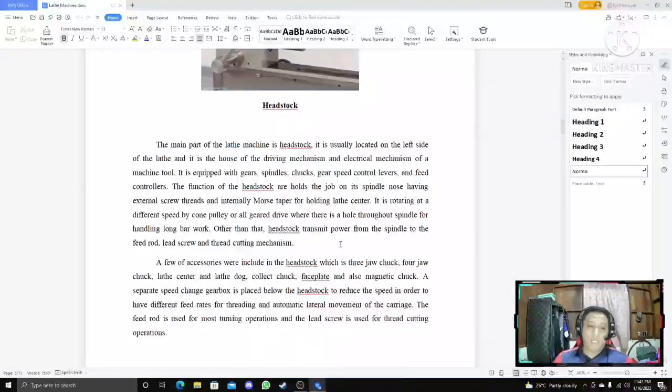The function of the headstock is to hold the job on its spindle nose, having external screw threads, and internally a morse taper for holding the lathe center. It rotates at different speeds by cone pulley or all-gear drive, where there is a hole throughout the spindle for handling long bar work. Other than that, the headstock transmits power from the spindle to the feed rod, lead screw, and thread cutting mechanism.